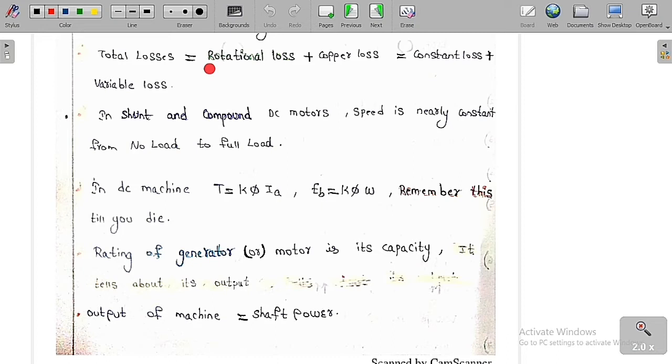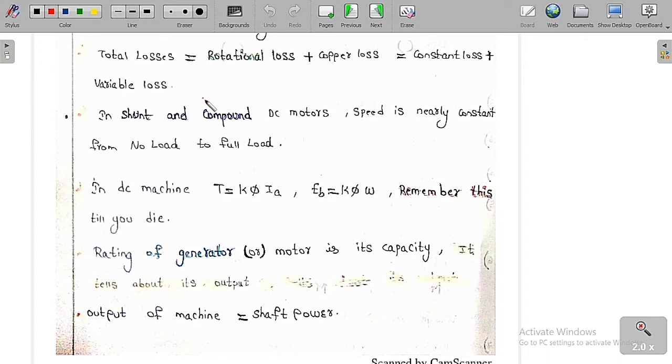Iron loss plus mechanical loss is called the rotational losses, plus copper losses. So finally we can say that the total losses are iron losses, copper losses and mechanical losses. But iron loss plus mechanical loss is called the rotational losses. So rotational losses plus copper loss is nothing but total loss, or simply constant losses plus variable losses. This is a very important point that you always have to remember.